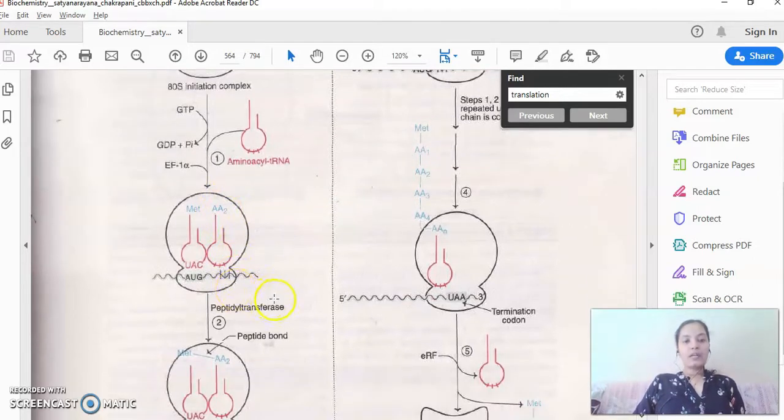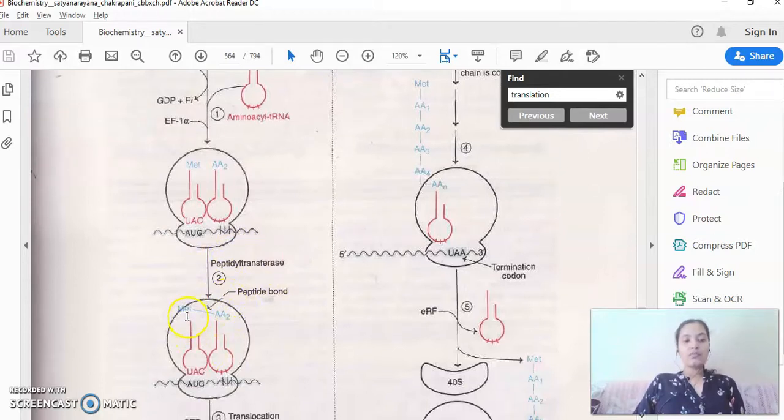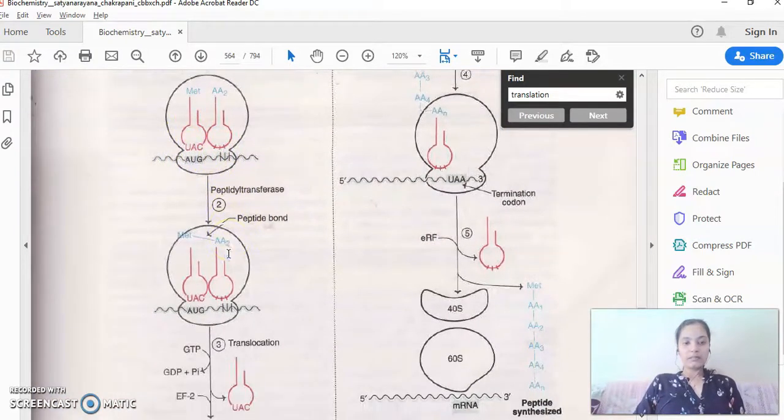Then comes the enzyme called peptidyl transferase, which leads to bond formation between the Met, that is methionine, and amino acid 2. This all depends on the codon which is present. Here AUG is the codon present on the mRNA, so the tRNA contains UAC, that is the anticodon. Hence this binding takes place.